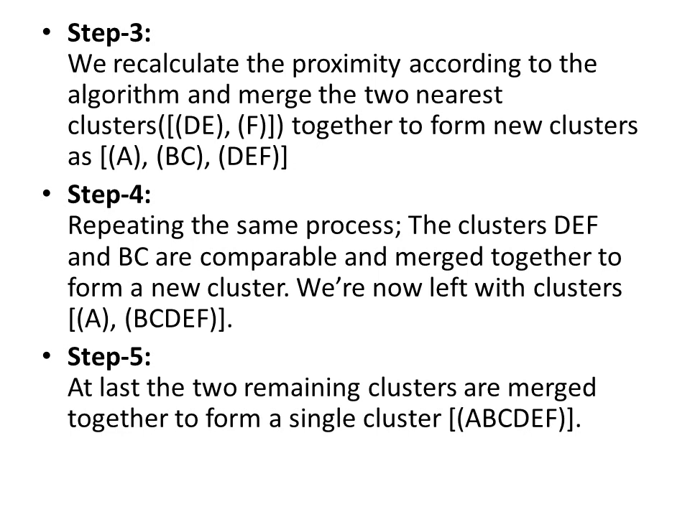Now we have 3 clusters. In step 4, repeating the same process, the clusters D, E, F and B, C are comparable and merged together to form a new cluster. Now we have 2 clusters, A and B, C, D, E, F. In step 5, at last the 2 remaining clusters are merged together to form a single cluster. So we have only a single cluster now, A, B, C, D, E, F.